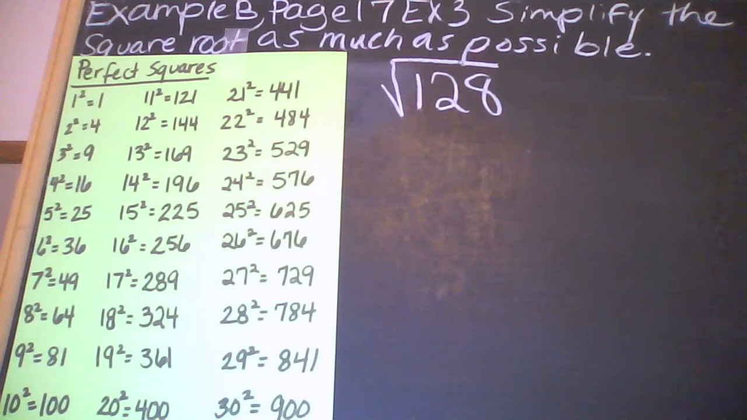Will be page 17, example 3. Simplify the square root as much as possible. And we're given the square root of 128. So again, there's 3 different ways to do this. You could use prime factorization.